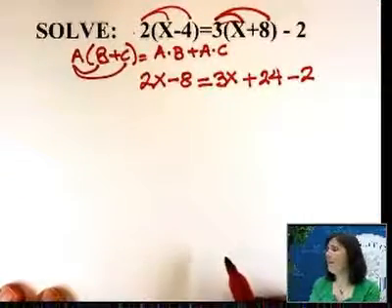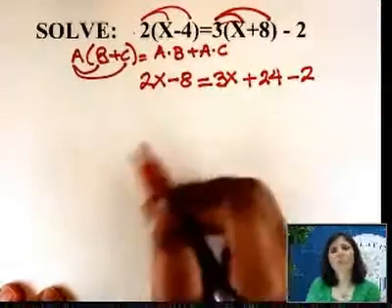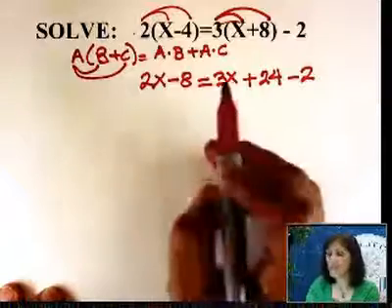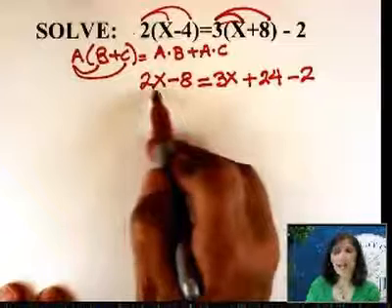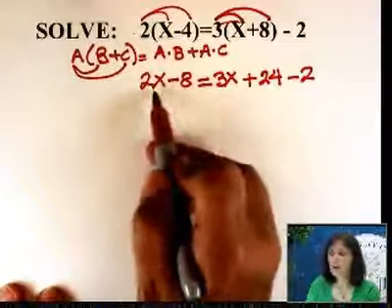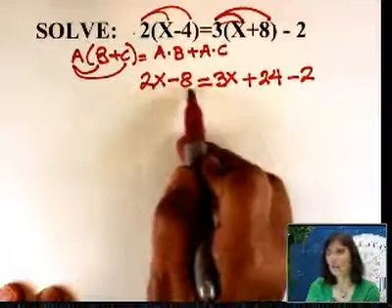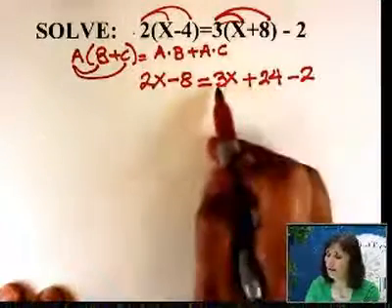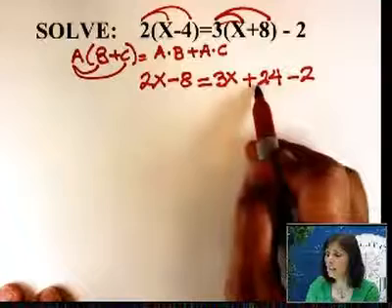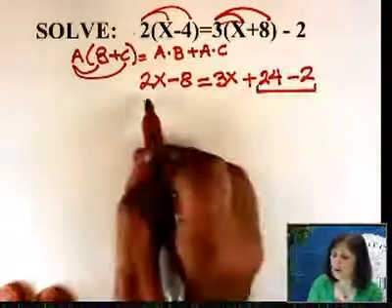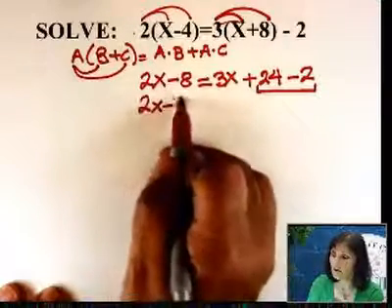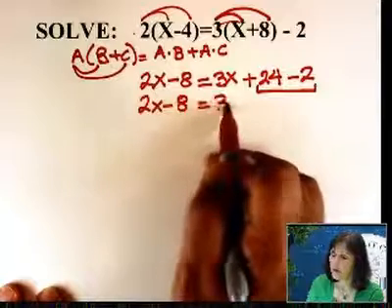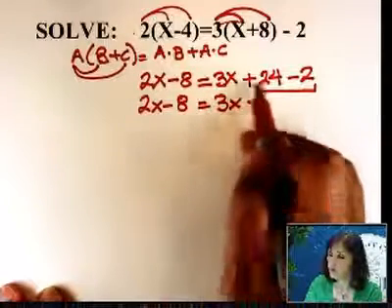Now the one thing to do is try to group the like terms. Like terms are the terms that you can add using the distributive property. I cannot add 2x and negative 8 because this one has an x in it and this one doesn't. They are not like terms. So you leave this one alone. But here I have an x and then numbers. I can add these two numbers. They are like terms. So I have this situation. 2x minus 8 equals 3x plus 24 minus 2.